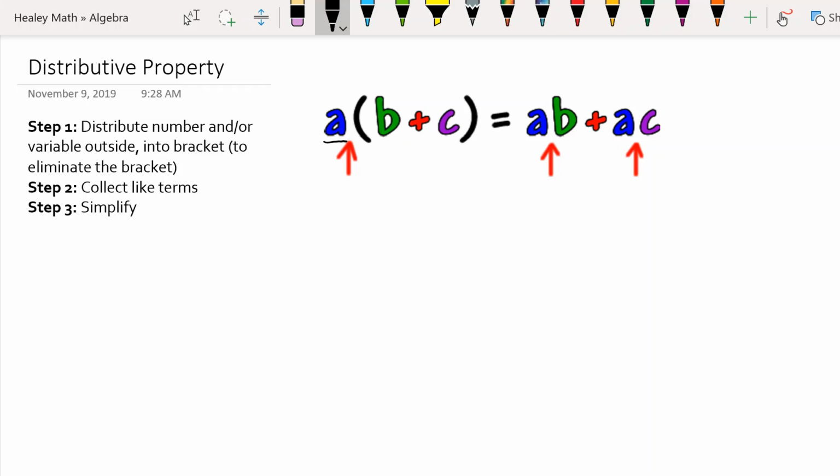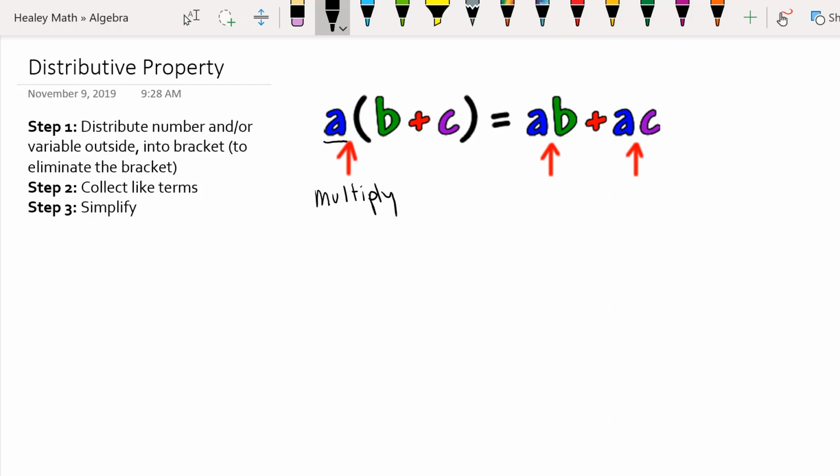So in the picture we have A times, this is really like multiply, A multiplied by B plus C. Step 1, we need to distribute the number and/or the variable outside the brackets to each term inside the brackets to eliminate the bracket. From there, we can collect the like terms, and step 3, we can simplify.